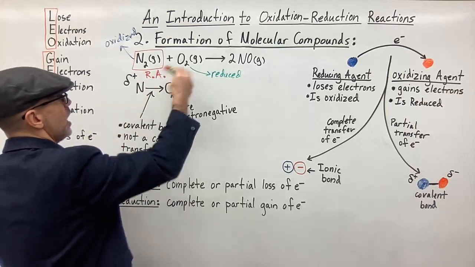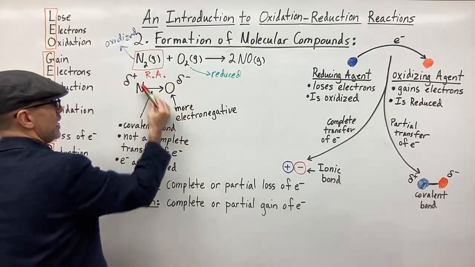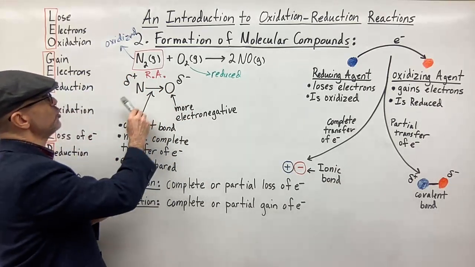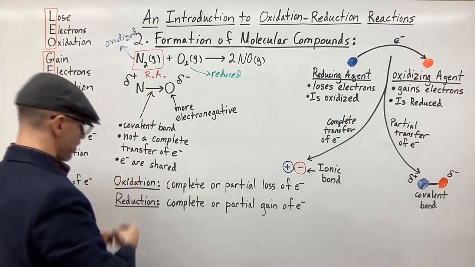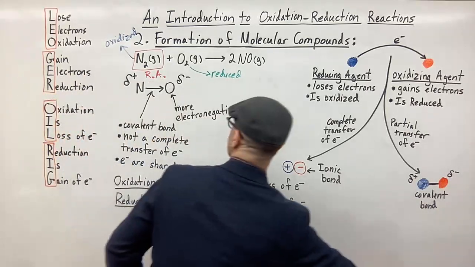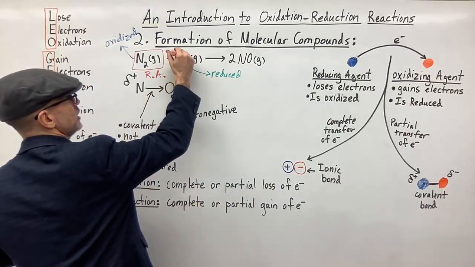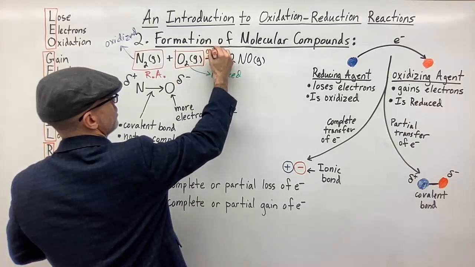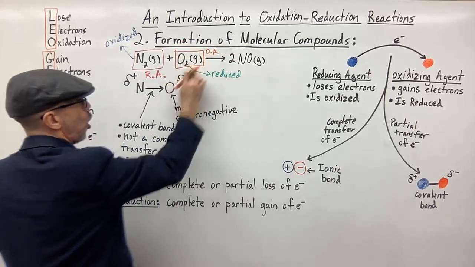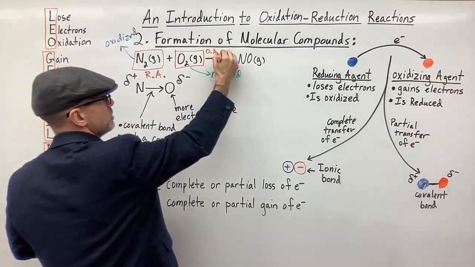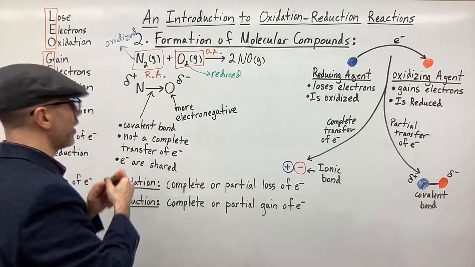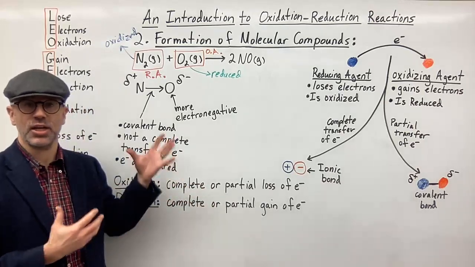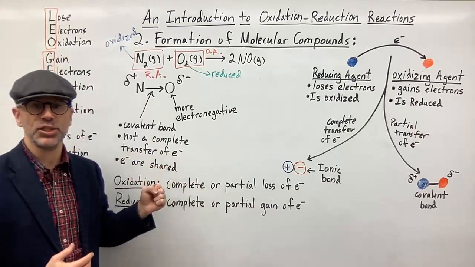And then since oxygen is taking electrons partially away from nitrogen, it's causing nitrogen to be oxidized. So then, let me use a different color. Oxygen here is the oxidizing agent. Again, it's the O2 molecule that is the oxidizing agent, not the oxygen atom. It's the whole thing.